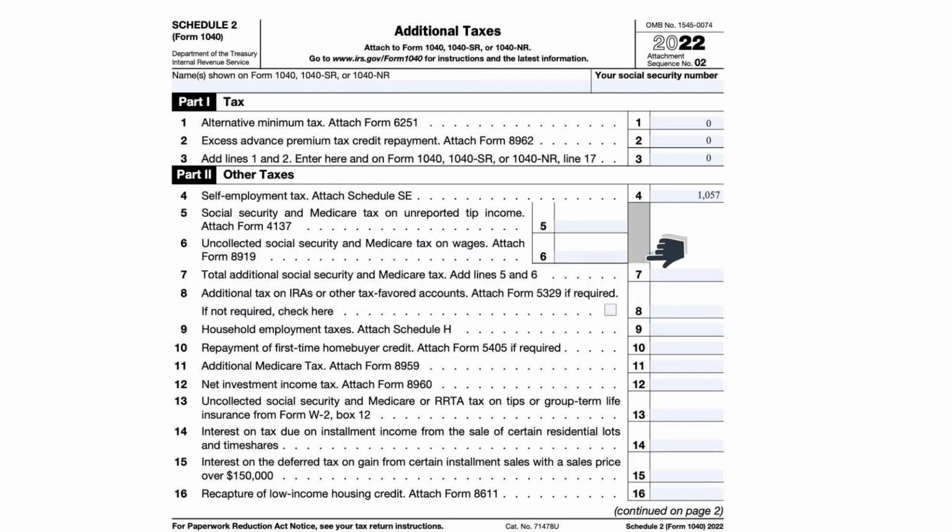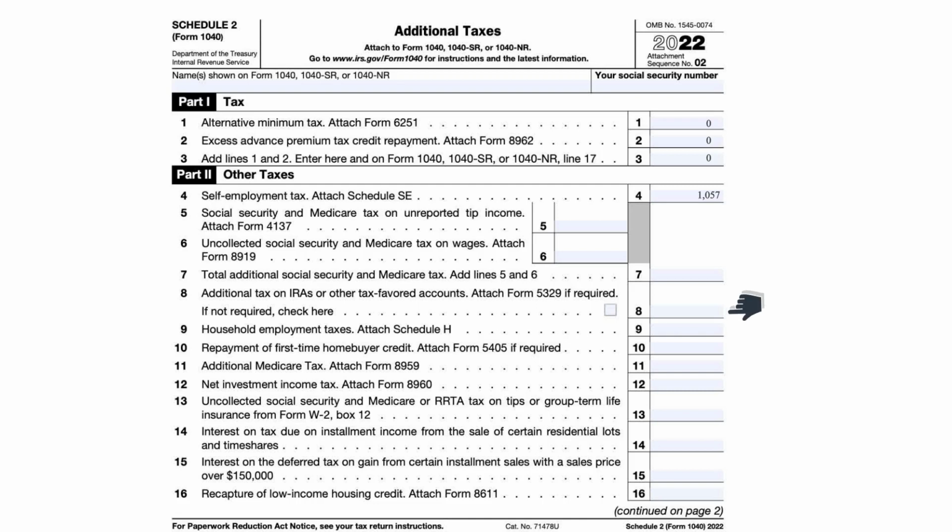Line 6, Schedule 2, is for uncollected Social Security and Medicare tax on wages. IRS Form 8919, uncollected Social Security and Medicare tax on wages, is used to pay Social Security and Medicare tax on wages received from a firm when the taxpayer is deemed to be an employee of the firm and not an independent contractor, and if the firm did not withhold the taxes from the taxpayer's wages. Line 7 is used to add up lines 5 and 6.